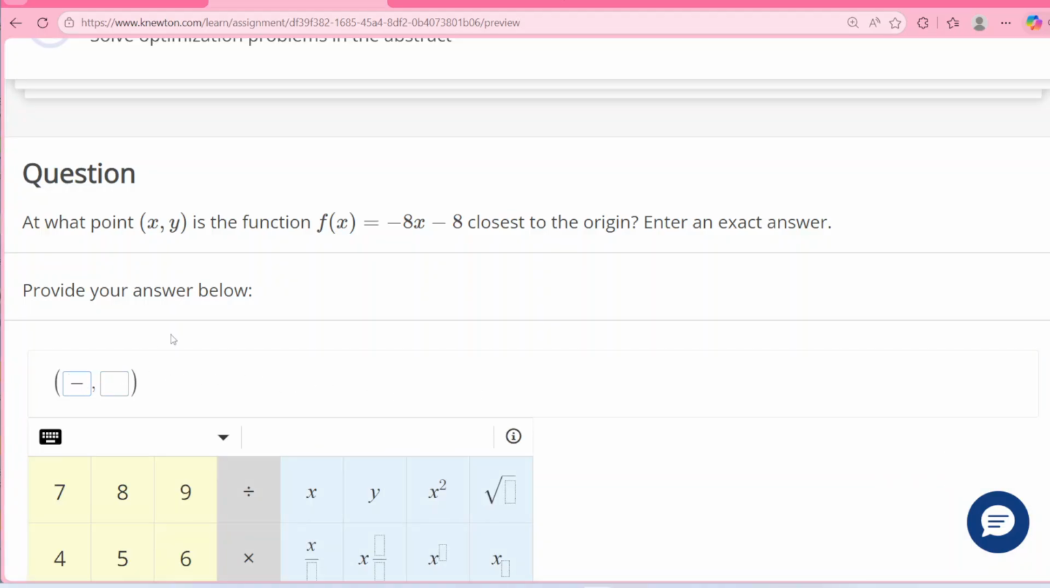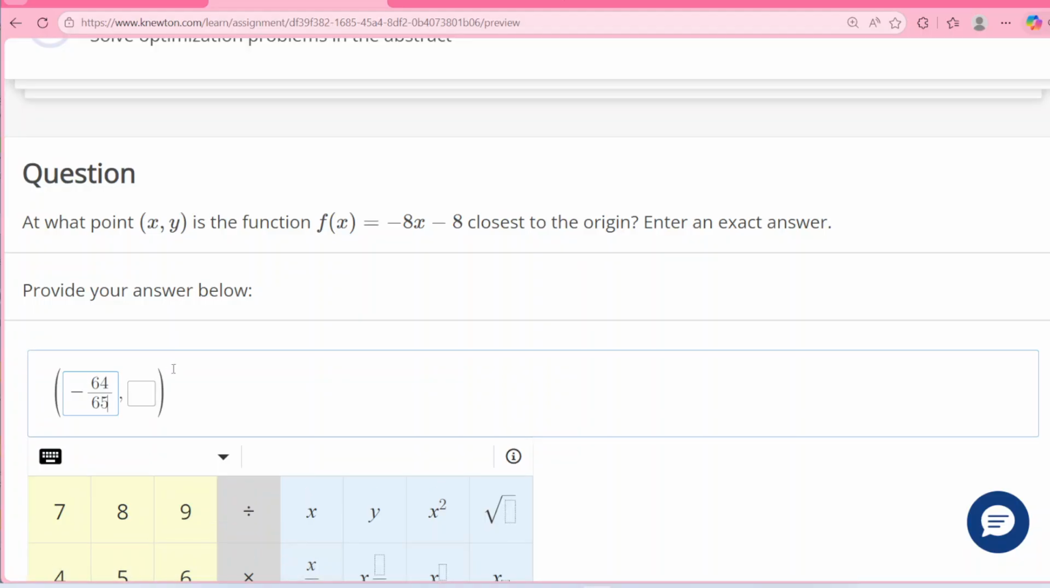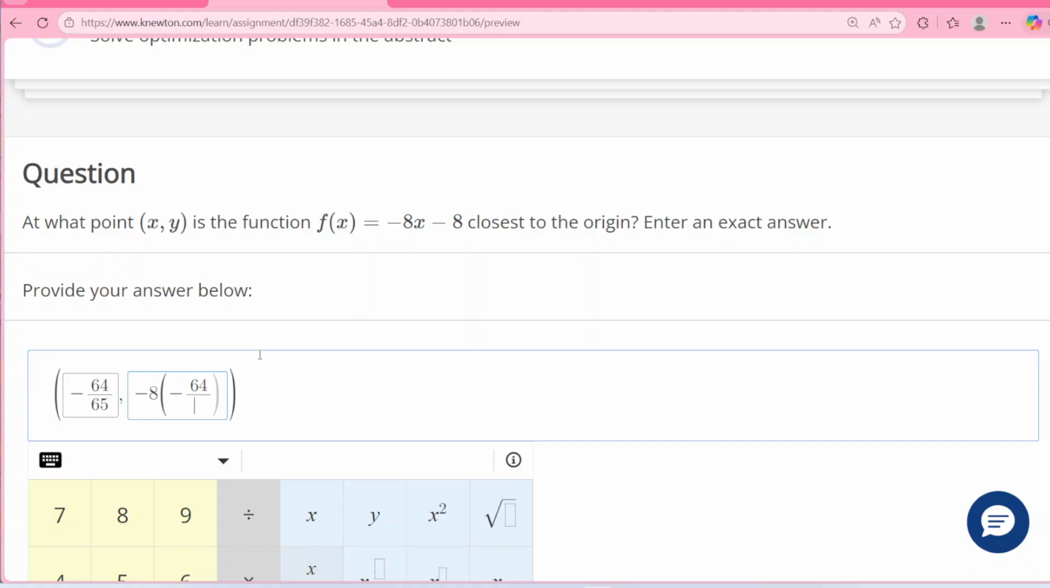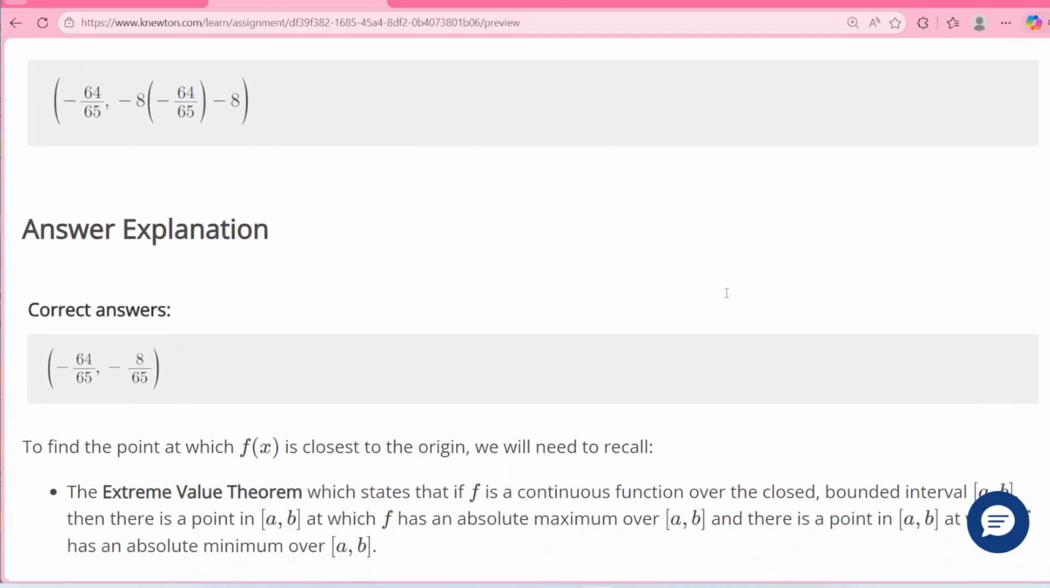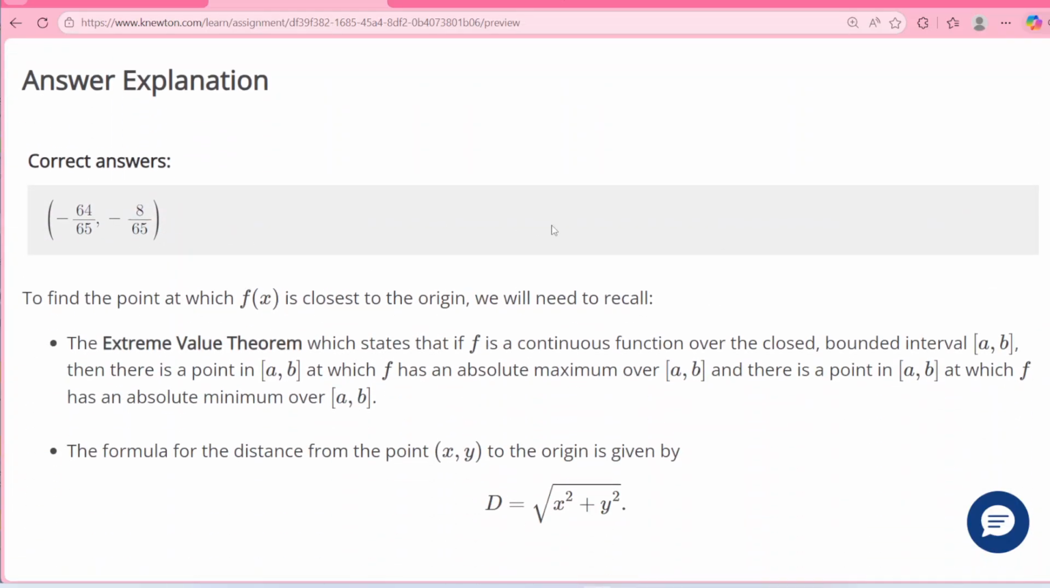So negative 64/65ths. And then negative 8 times negative 64/65ths minus 8, right, for the y coordinate. And that should be good as the exact value, right? So that was negative 8/65ths.